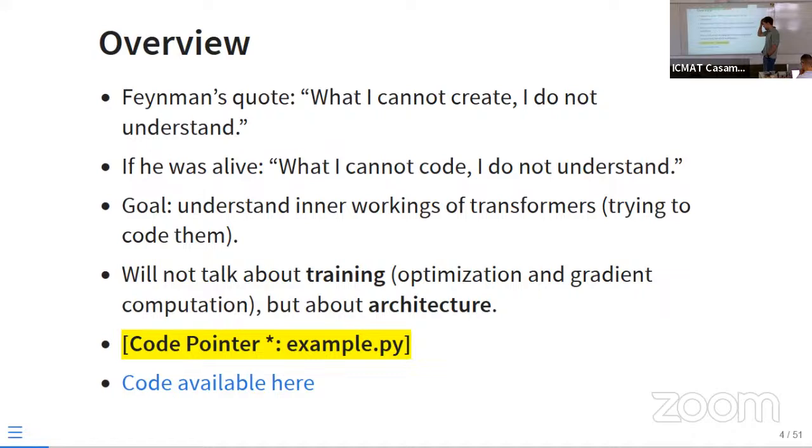The way I think is easier, I have included along the presentation these things highlighted in yellow, which are code pointers. I'm going to be explaining parts of the architecture, and after every part there is going to be a pointer to the code. If you go to the particular file, for instance example.py, and you search for the code pointer number, you will arrive at the chunk of code that refers to the theory that I just explained. And all the code is available in this link, which is a link to the repo, and it's also on the website.